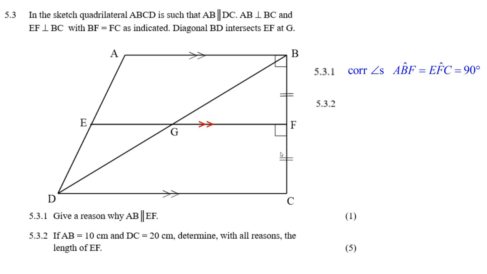Okay. Now, if AB equals 10, there's 10 centimeters between A and B, and DC equals 20 centimeters, I write 20 centimeters there, determine with reasons the length of EF.